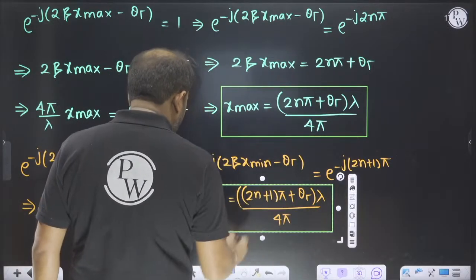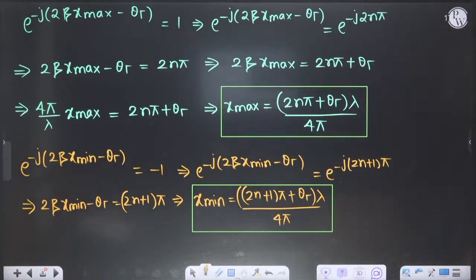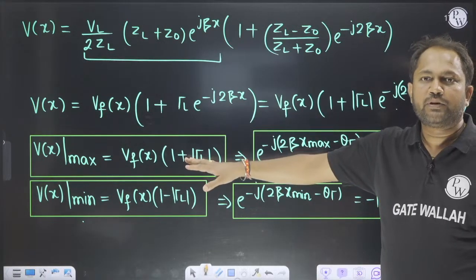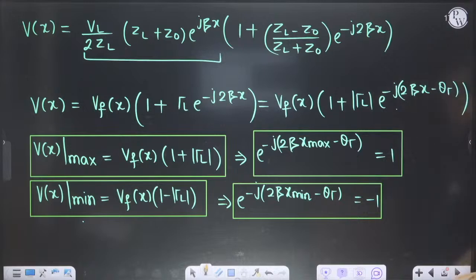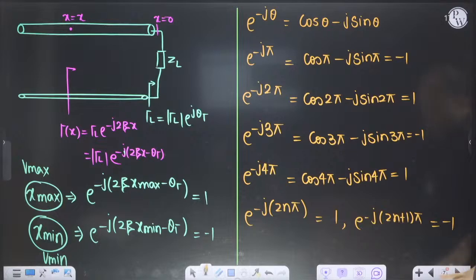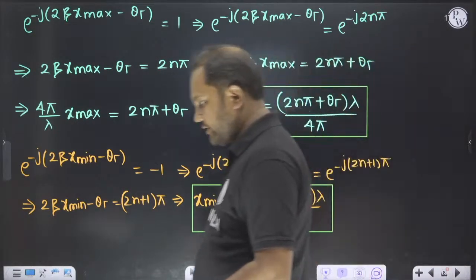So you can remember the formula for Vmax, the formula for Vmin, the formula for x max, and the formula for x min. Then you can solve the problem of VSWR. What we have derived, this derivation is not that important. The important point is what the formula is for Vmax, Vmin, VSWR, x max, and x min. If you know these, then you can analyze the topic very easily.